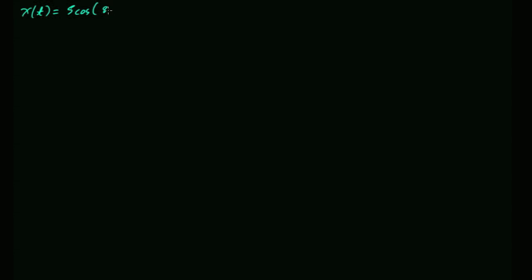So let's keep our cosine, but let's add another term to it. So instead of x just equaling this cosine, let's add to that 3 cosine 10 pi t plus pi over 4. So now I've got x of t is a sum of two cosines.